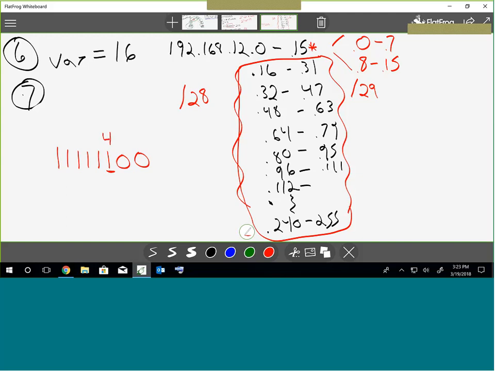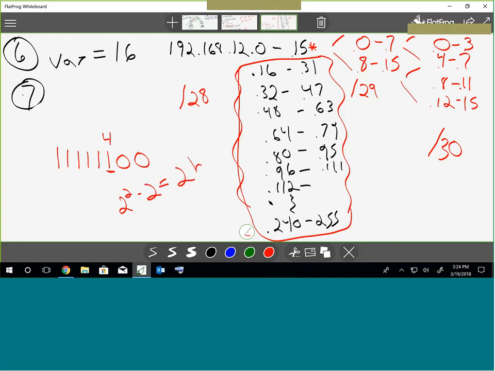4. So we can take this subnet right here, and it becomes 0 to 3 and 4 to 7. And if we want to, we could take this one and go 8 to 11 and 12 to 15. And now we're at a /30. How many hosts are on each subnet? 2 usable. You got 2 host bits. So 2 to the 2 minus 2 equals 2 hosts per subnet.